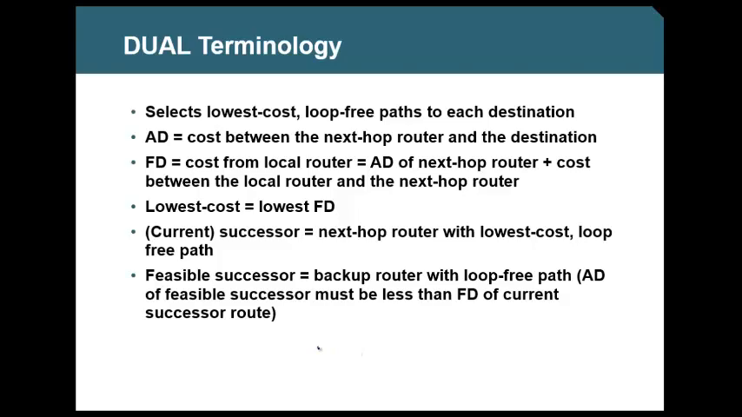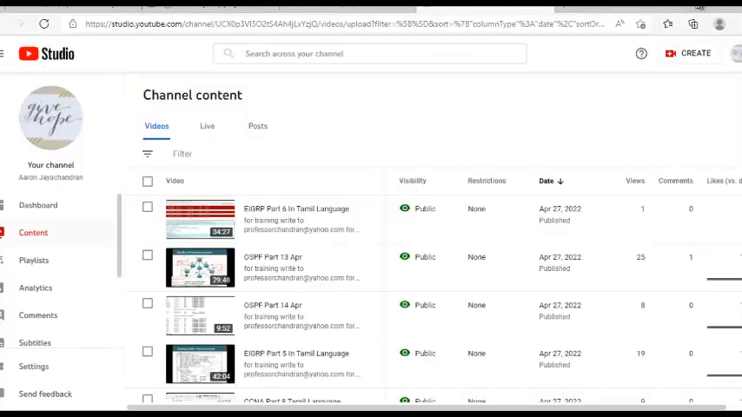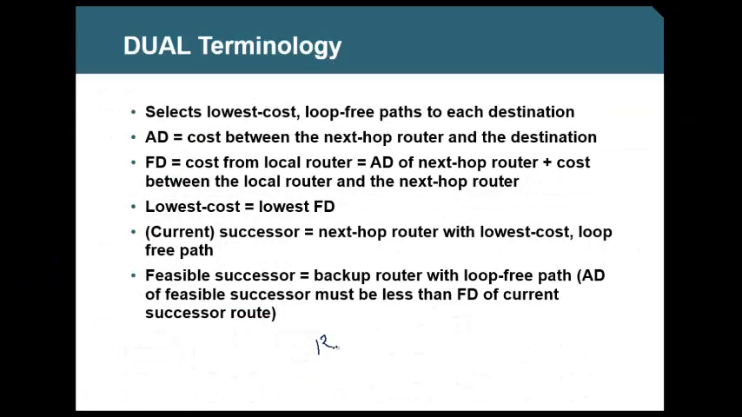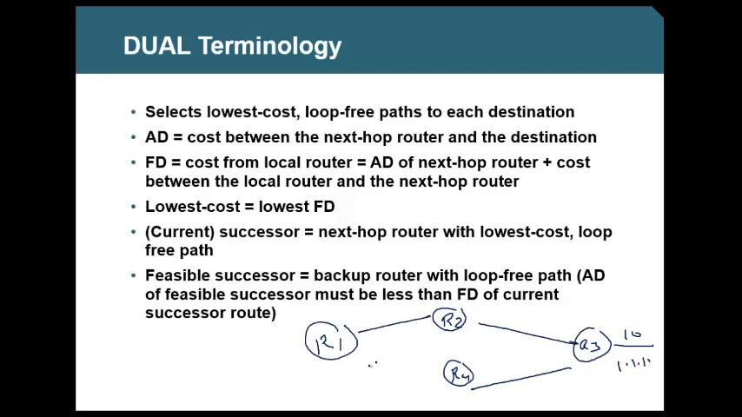Let me repeat one more time. See, 1, 2, 3, 4. Now this is 10 and this is 10 and this is 15 and this is 11, or something I wrote. Fine. Now for R1 there are two next hops. Who are they? Router 2 and router 4.